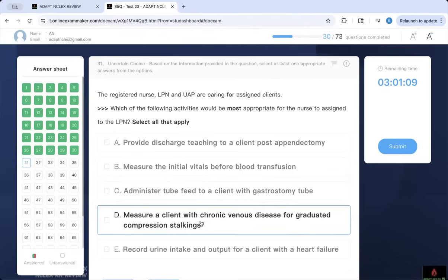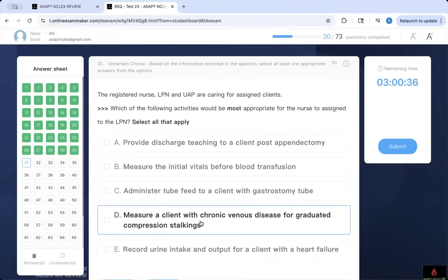Provide discharge teaching to a client post-appendectomy, measure the initial vitals before blood transfusion, administer tube feed to a client with gastrostomy tube, measure a client with chronic venous disease for graduated compression stockings, record urine intake and output for a client with heart failure. Which one is good for the LPN? I know some things the LPN can do and UAP can do, but if everybody is there, everybody stay in their lane.